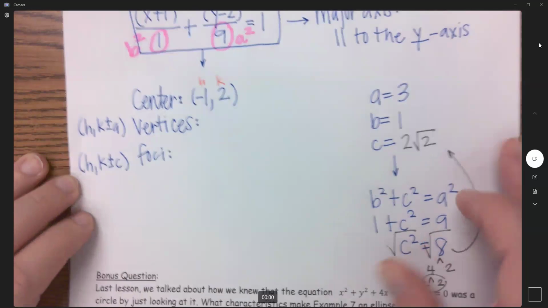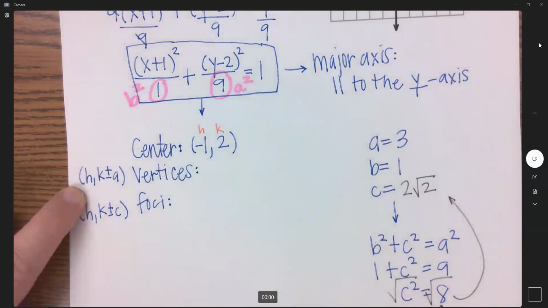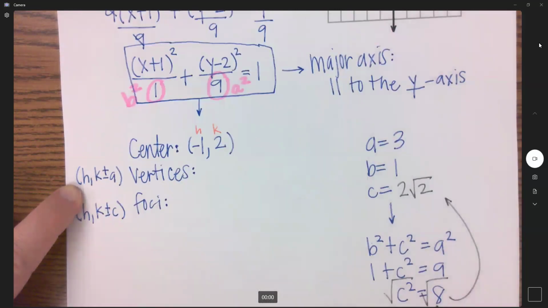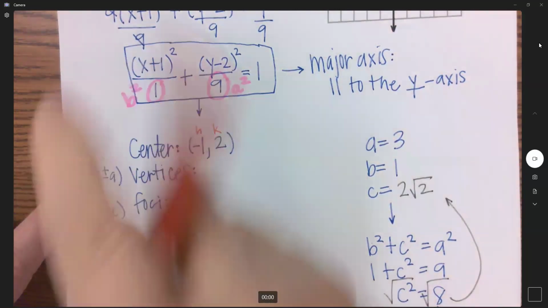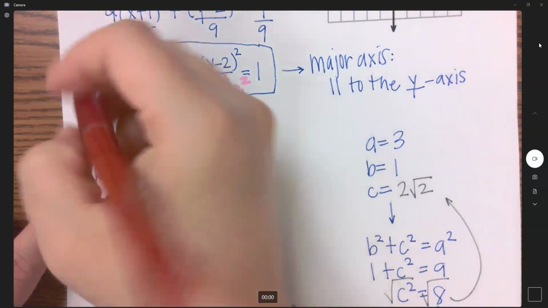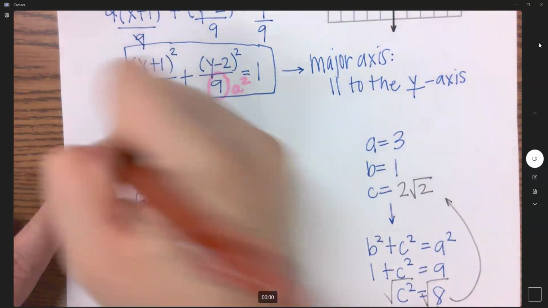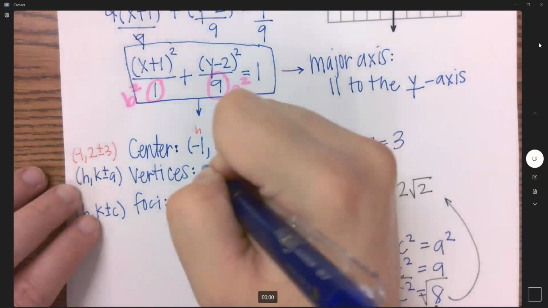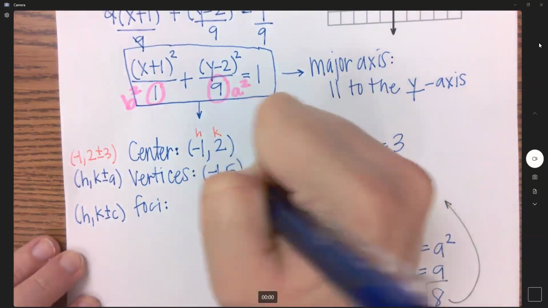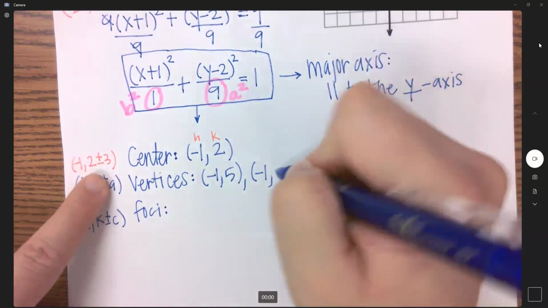Okay, now I have everything I need to answer the questions they have given me. I'm ping-ponging everywhere, but I got my formula for the vertices here. Plug in all your information. My h is -1, my k is 2, plus or minus my a of 3. So my two vertices are (-1, 2 plus 3), so (-1, 5), and (-1, 2 minus 3), so (-1, -1).